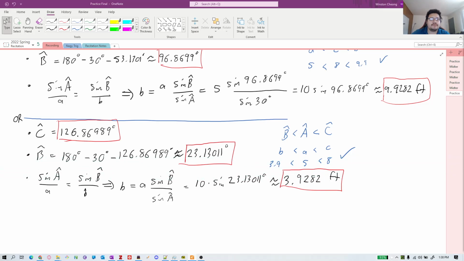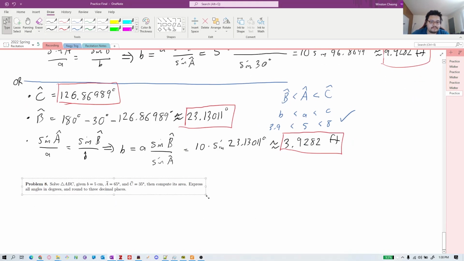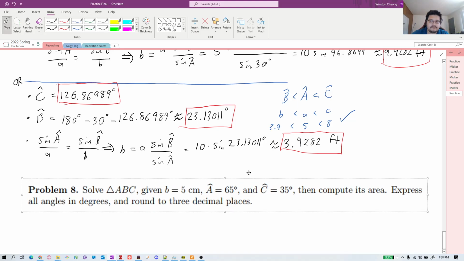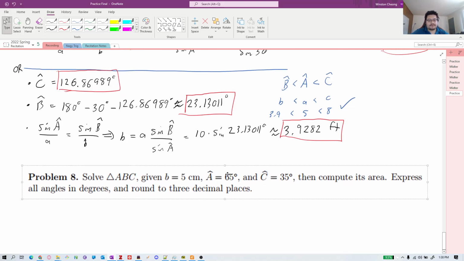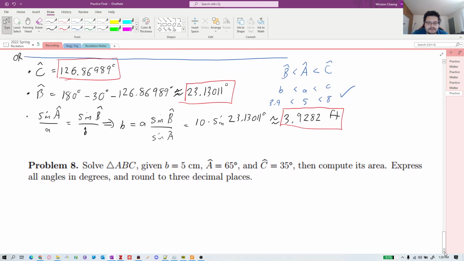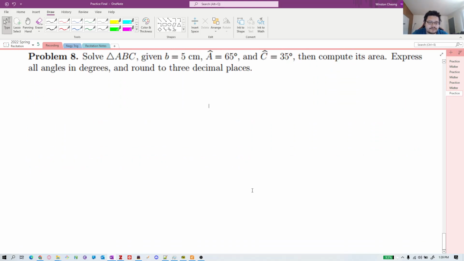Number 8. Solve this triangle, and then compute its area. Express all angles, and so on. Okay, so I think you actually don't need to solve fully to compute area, but for whatever reason, you're supposed to.